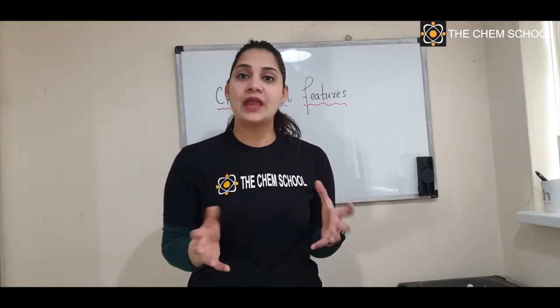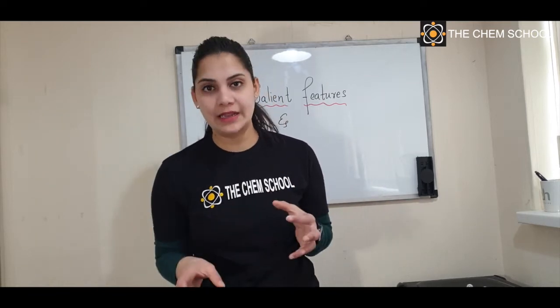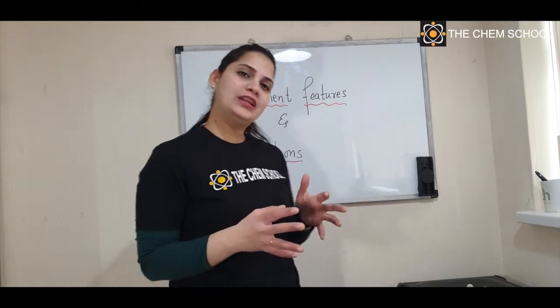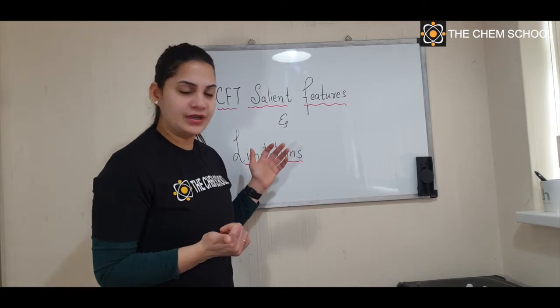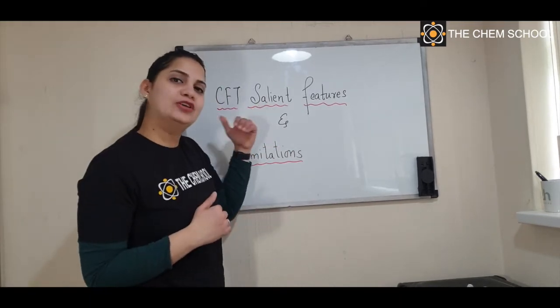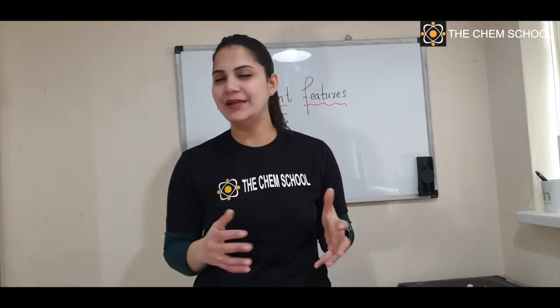If you remember, in the last class and before that, we covered crystal field theory in detail, and today is the time to conclude crystal field theory. For the conclusion, we are going to talk about the salient features of crystal field theory and its limitations. This will be very easy because we have already done the orbital diagram for the splitting of d orbitals. So let's get started.